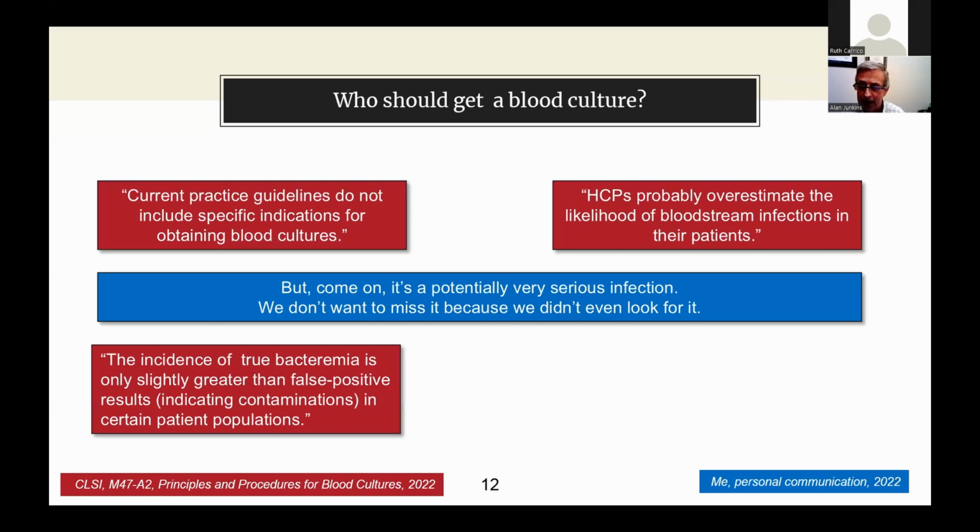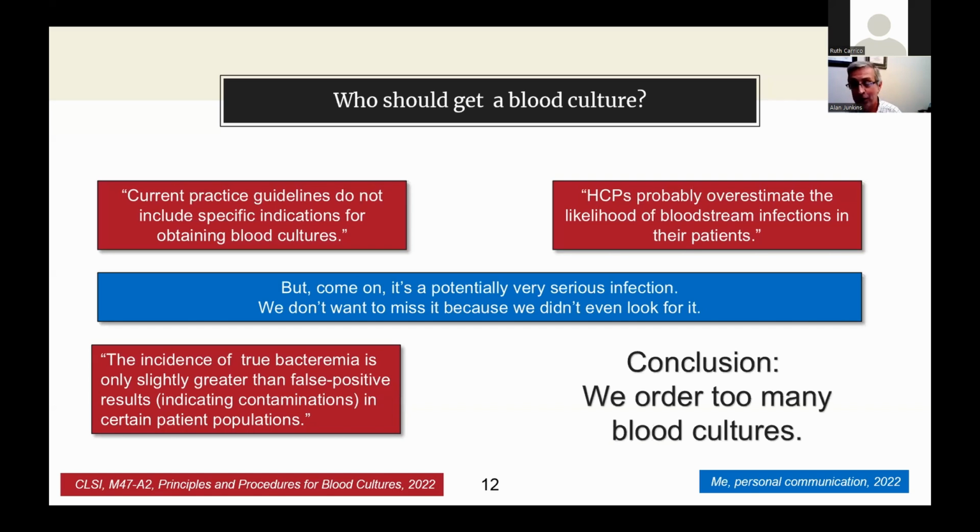So exactly how you go about interpreting a blood culture becomes a really difficult thing to do. The general consensus, and I will say overall, nationwide, is that we do order too many blood cultures. We order it on too many people. But the hard part is, who do you cut out?